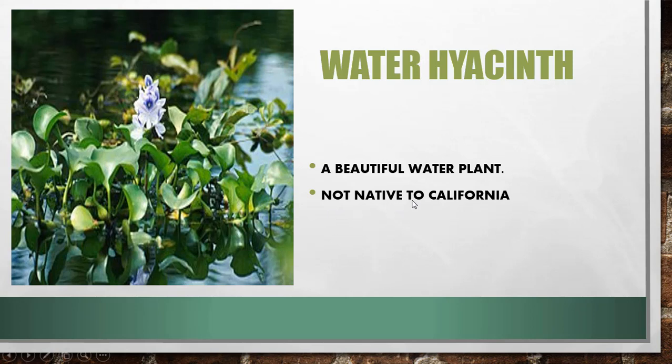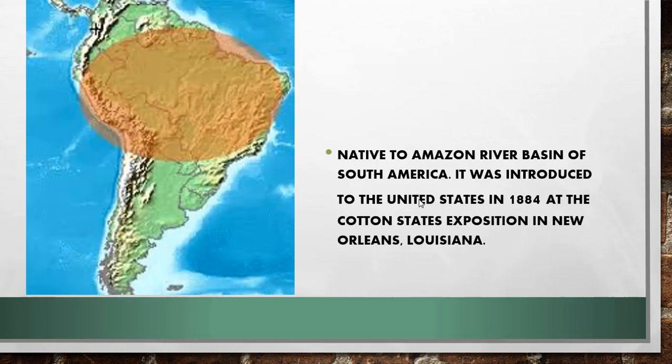What does it mean not to be native? It means that it is not growing here. It is not its natural habitat. It was introduced to California from a different place. Where was it introduced from? It was introduced from the Amazon River Basin in South America. It was introduced to the United States in 1884 at the Cotton States Exposition in New Orleans, Louisiana.